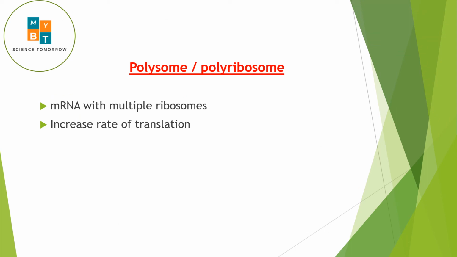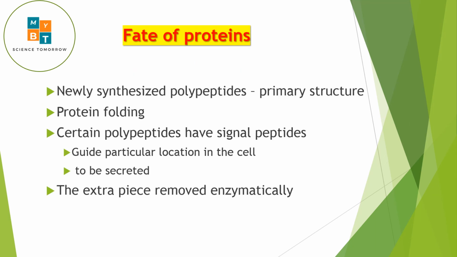Not only one ribosome, the same mRNA can bind with many ribosomes. This increases the efficiency of protein synthesis. You call it a polysome or polyribosome: an mRNA with multiple ribosomes. This increases the rate of translation, so it is important for protein synthesis. So you will have many protein chains using what? One mRNA actually. With one mRNA you have the same, identical amino acid sequence.